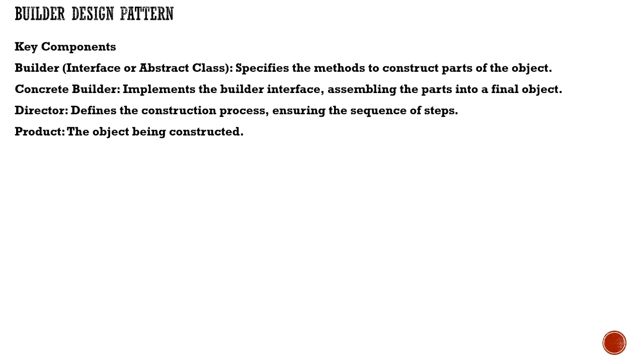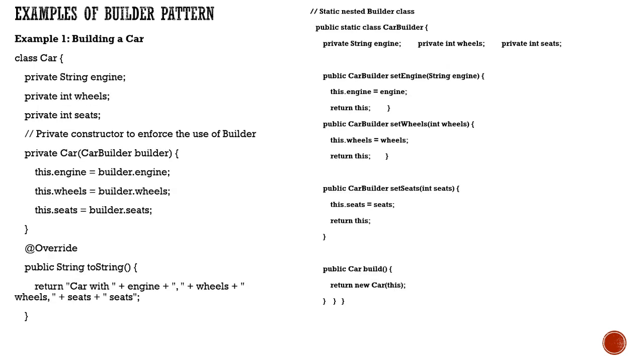Now the product is the actual object being constructed, the core part of what we are constructing. So these are the four things which, as a minimum, would be required to create a builder design pattern. I hope you got the concept of what the builder design pattern is about and what the use cases are. Let's look at the example now.